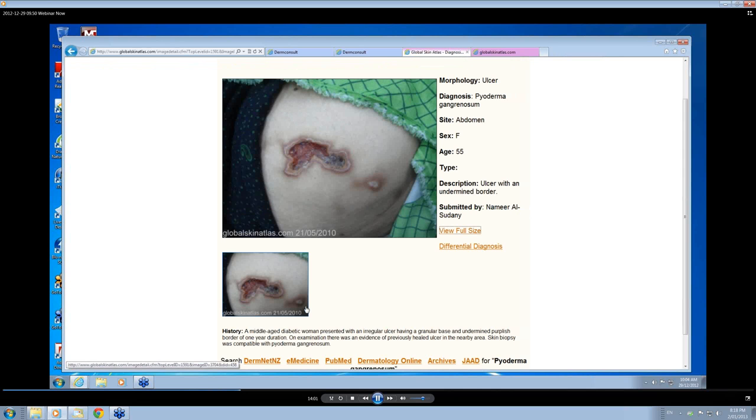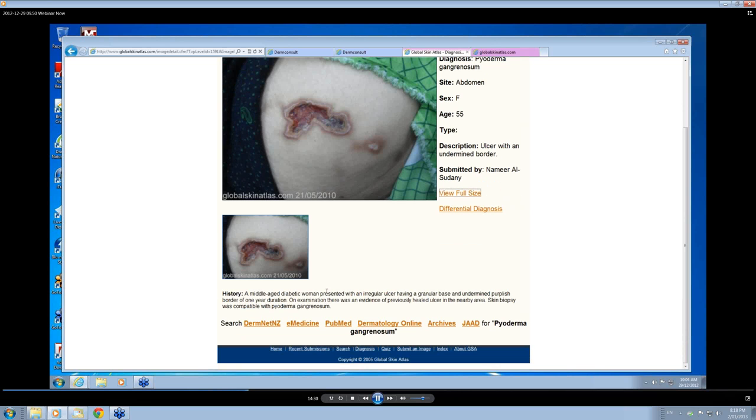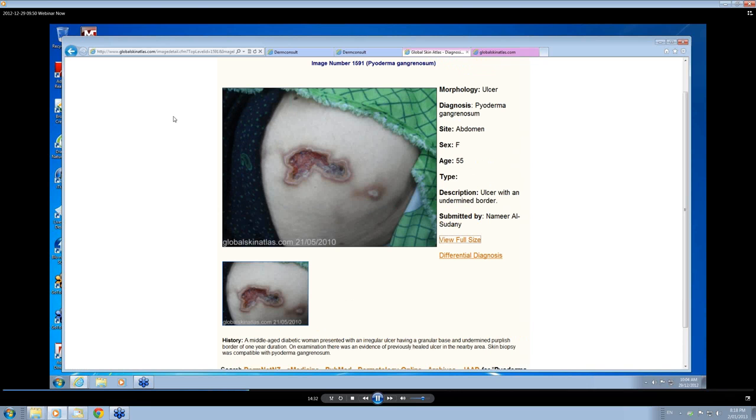Let's see what that patient had. I can't remember. Diabetic woman, granular base, undermined border, one year duration. It's quite long for it. Yeah, previously healed ulcer nearby, so that was the healed one. They said skin biopsy was compatible with pyoderma gangrenosum, but essentially it just means that all the studies were negative for infection, and it wasn't a malignancy. And sometimes it's really just a diagnosis of exclusion rather than any obvious histological features of pyoderma gangrenosum. A bit of that tissue, by the way, should always be sent for culture as well.